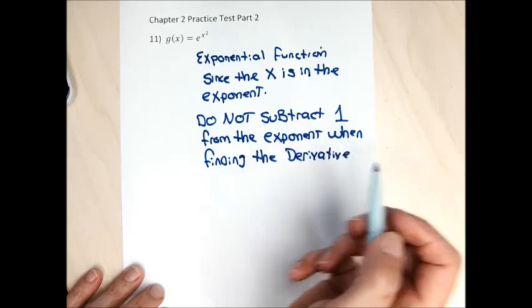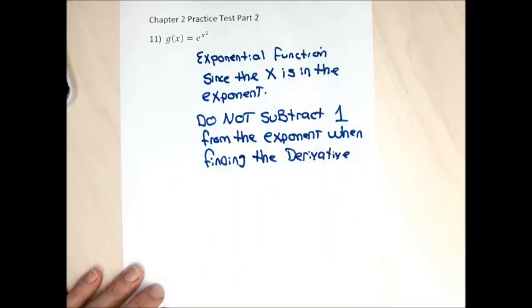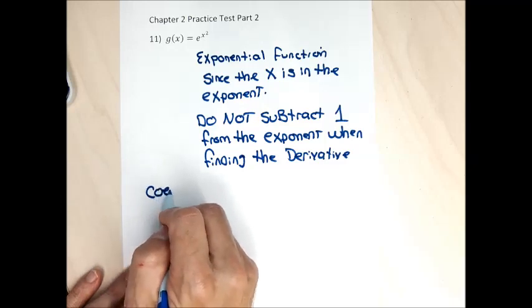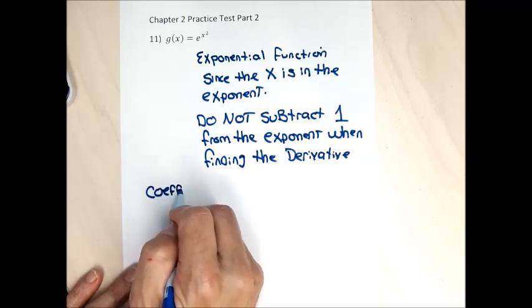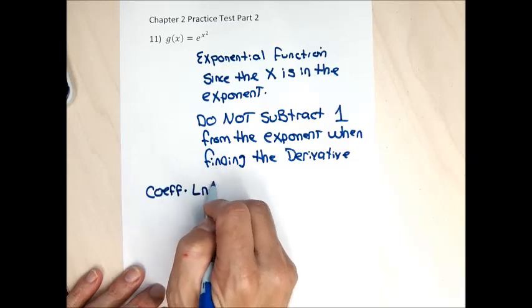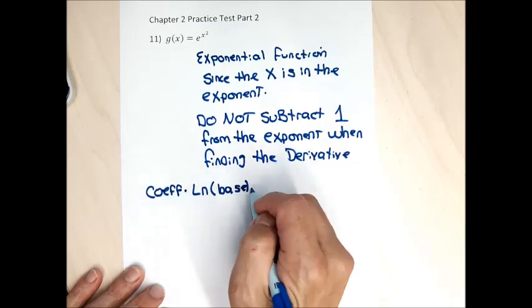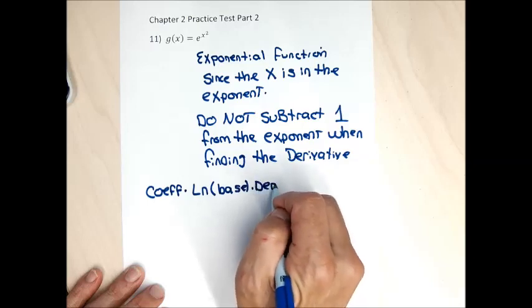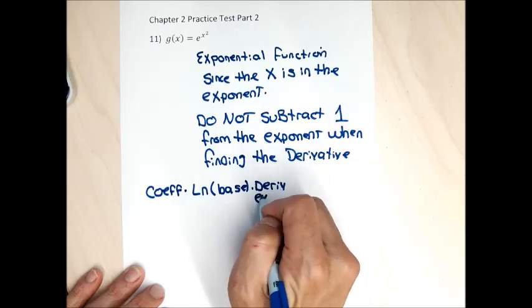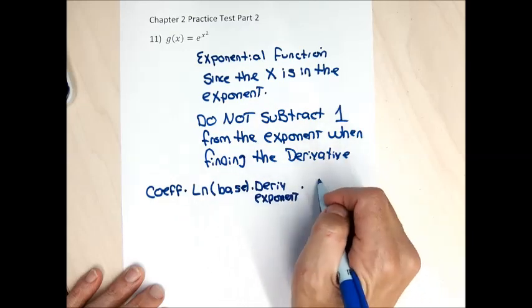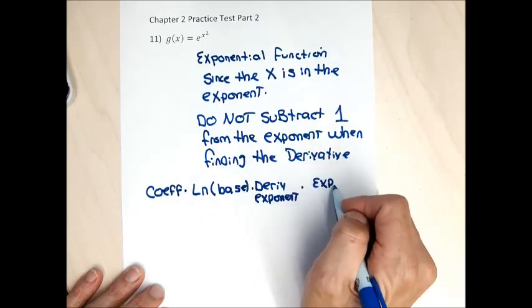So there's more or less a formula for exponential function derivatives. We do the coefficient times the natural log of the base times the derivative of the exponent times the exponential part.